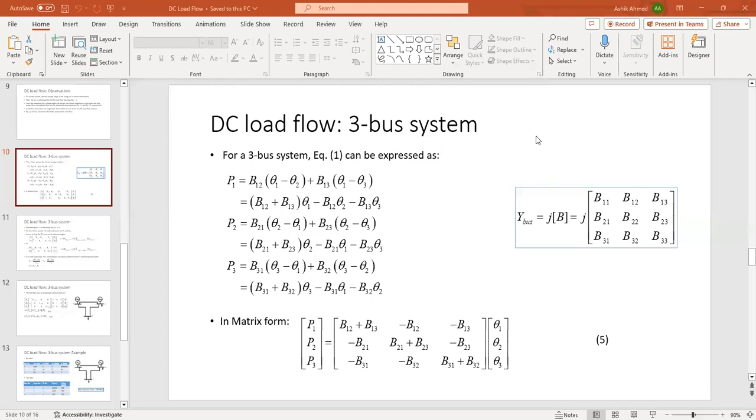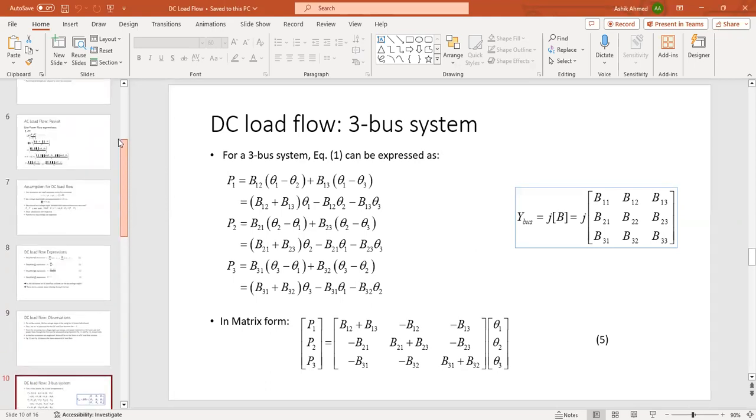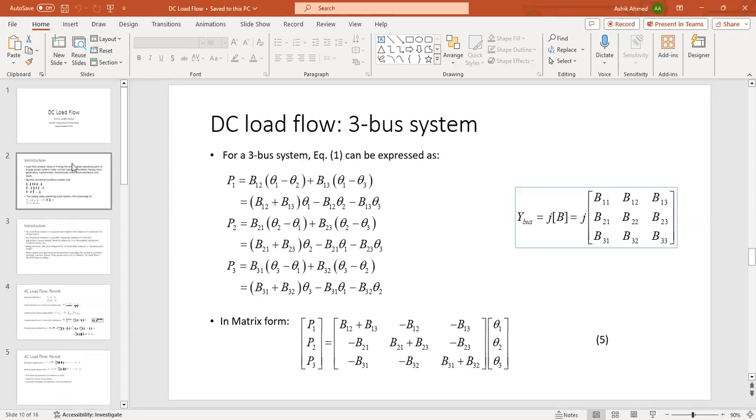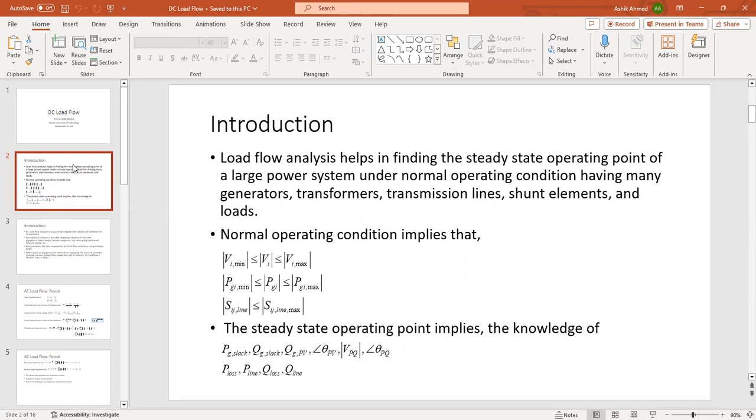In the last class, we were discussing the formulation of the DC load flow problem. We started the discussion of the DC load flow solution by revisiting the AC load flow analysis problem. And what we did was adopt some simplifying assumptions, which led us to the DC load flow formulation.